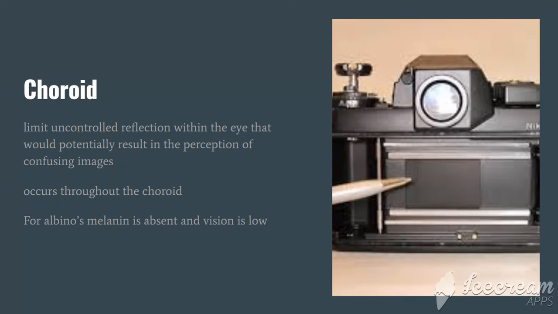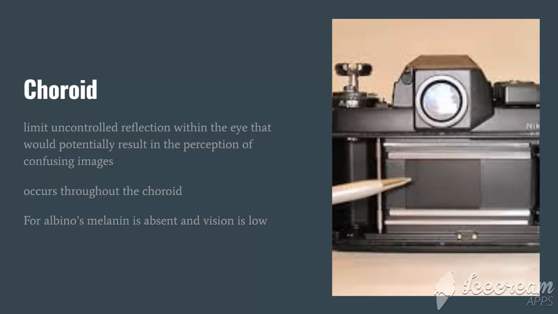Melanin helps limit uncontrolled reflection within the eye that would potentially result in the perception of confusing images. Melanin occurs throughout the choroid, and in albinos, melanin is in this part of the eye. For albinos, sometimes melanin isn't there or isn't there as much, and so their vision is low.